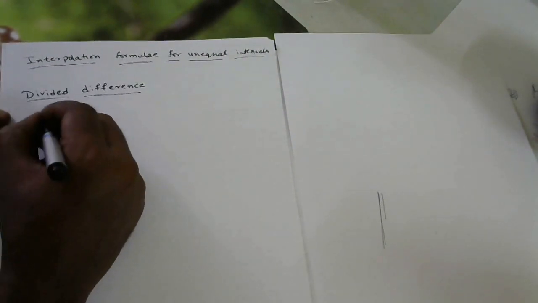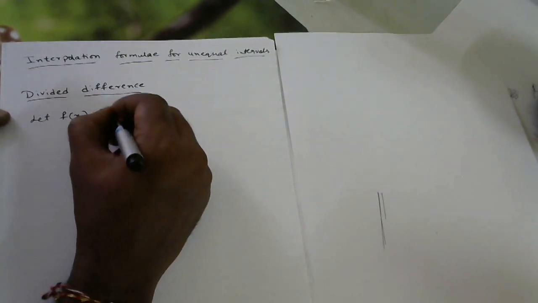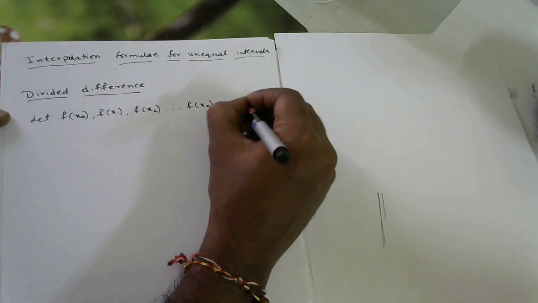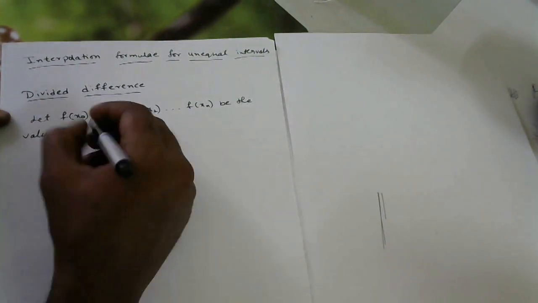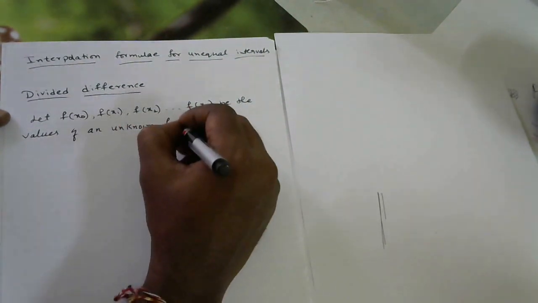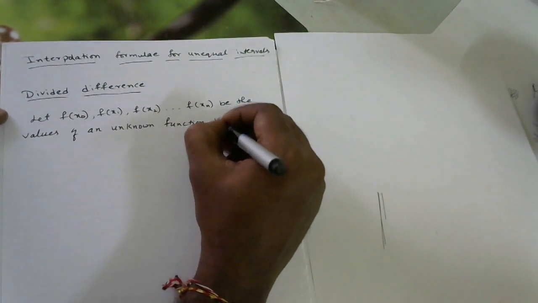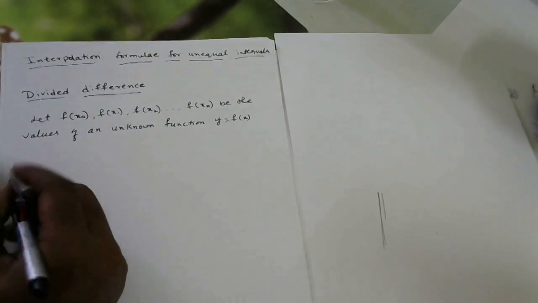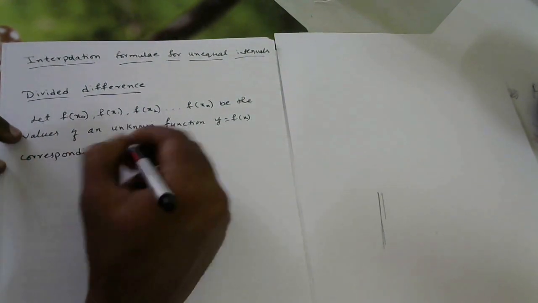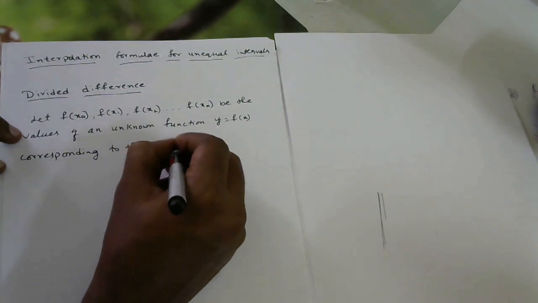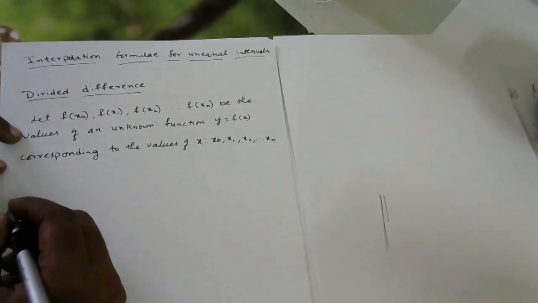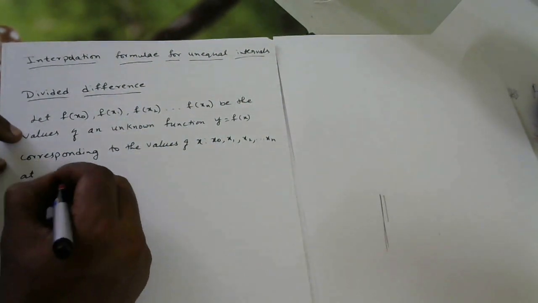So here let f of x0, f of x1, f of x2, so on up to f of xn be the values of an unknown function y equals f of x, corresponding to the values of x, from x0 to xn, x1, x2, x3, so on up to xn, at unequal intervals.